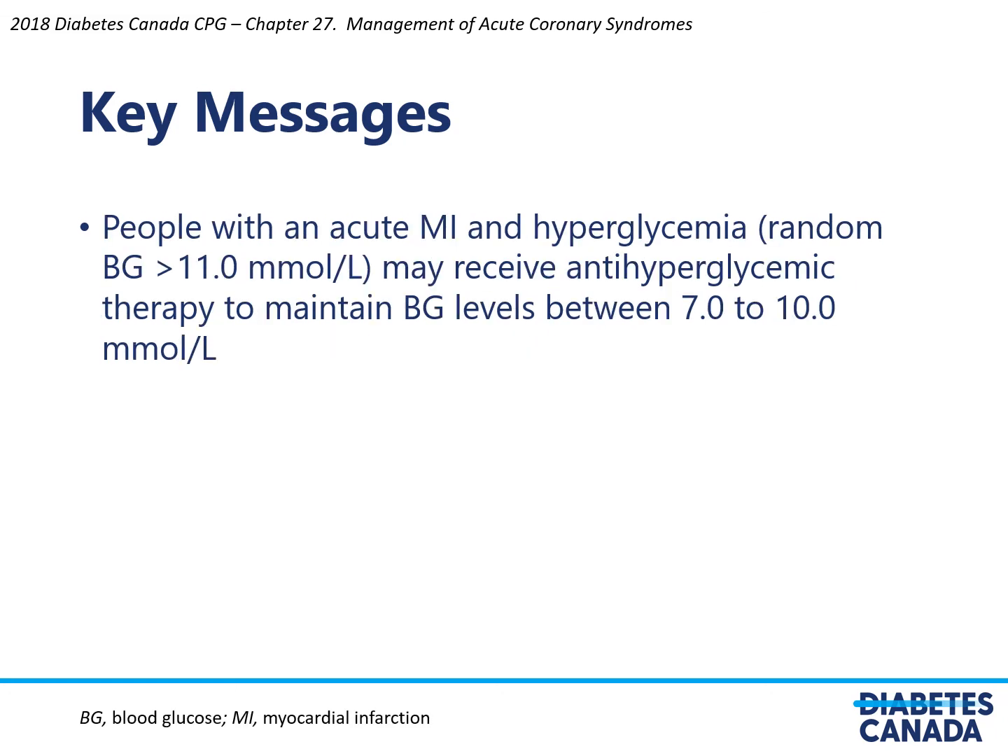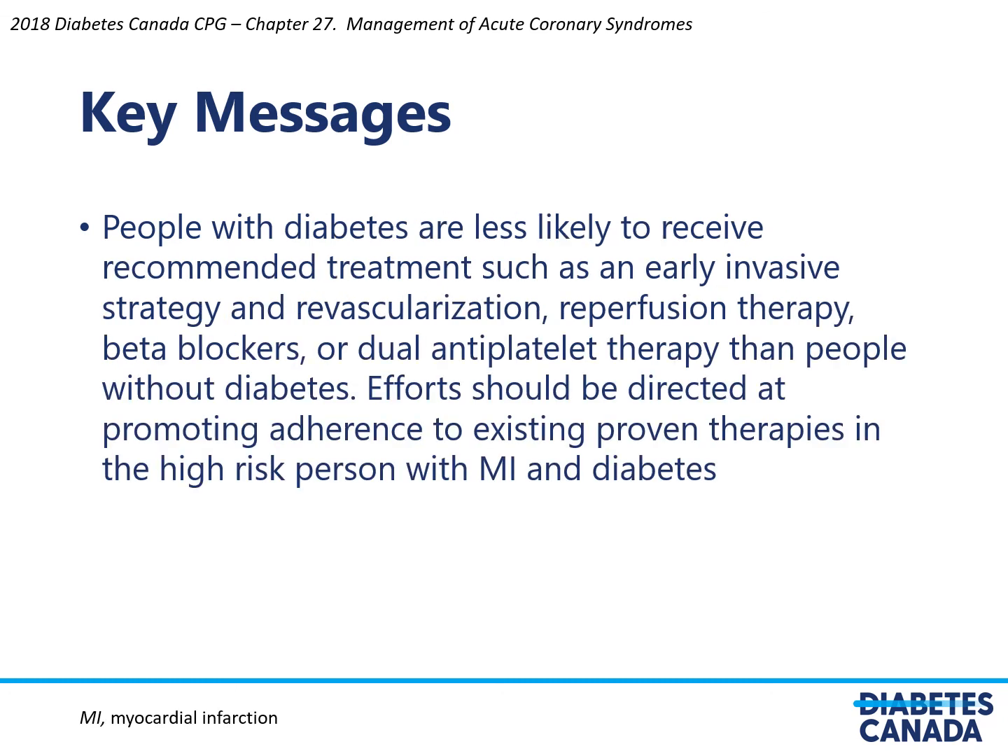People with an acute MI and hyperglycemia, defined as random blood glucose greater than 11, may receive antihyperglycemic therapies to maintain blood glucose levels between 7 to 10 millimoles per liter. People with diabetes are less likely to receive recommended treatments such as early invasive strategy and revascularization, reperfusion therapy, beta blockers, or dual antiplatelet therapy than people without diabetes. Efforts should be directed at promoting adherence to existing proven therapies in the high-risk person with MI and diabetes.